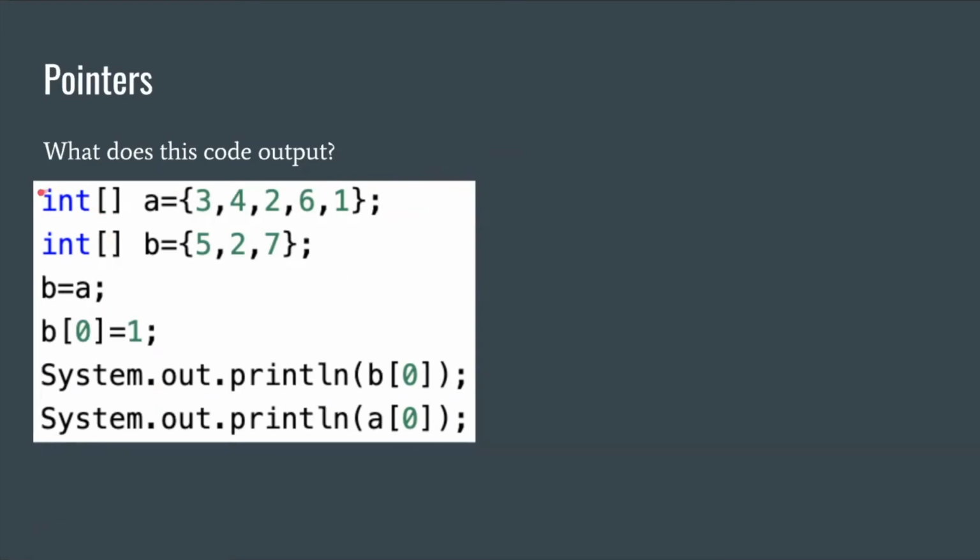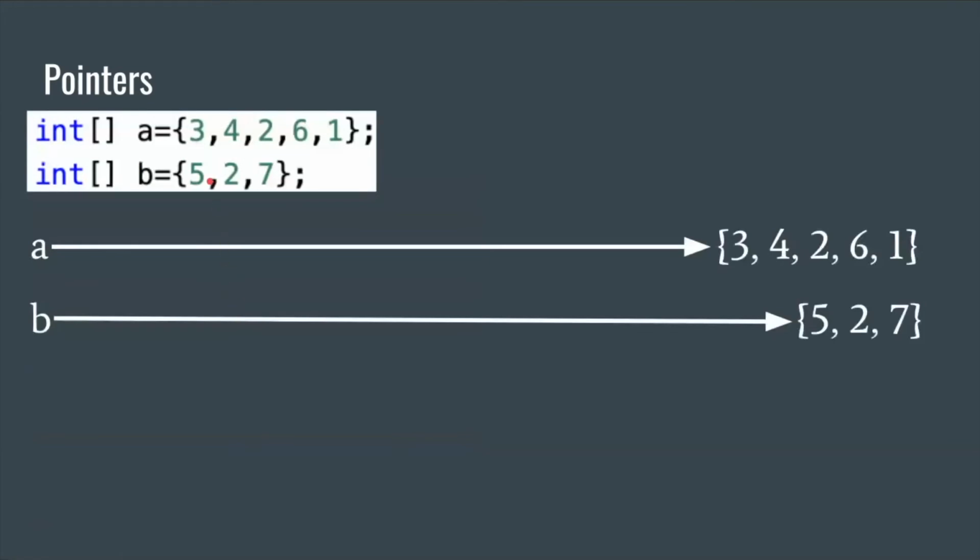So suppose you have this code right over here. What does it output? Well, let's start from the beginning. The first 2 lines, they initialize 2 arrays, A and B. And what initializing them really does is it tells A to point to this array right over here. And it tells B to point to this array right over here.